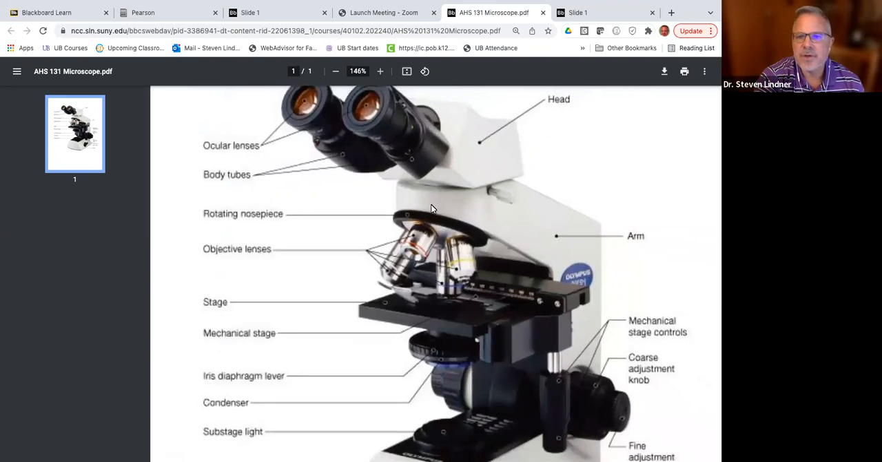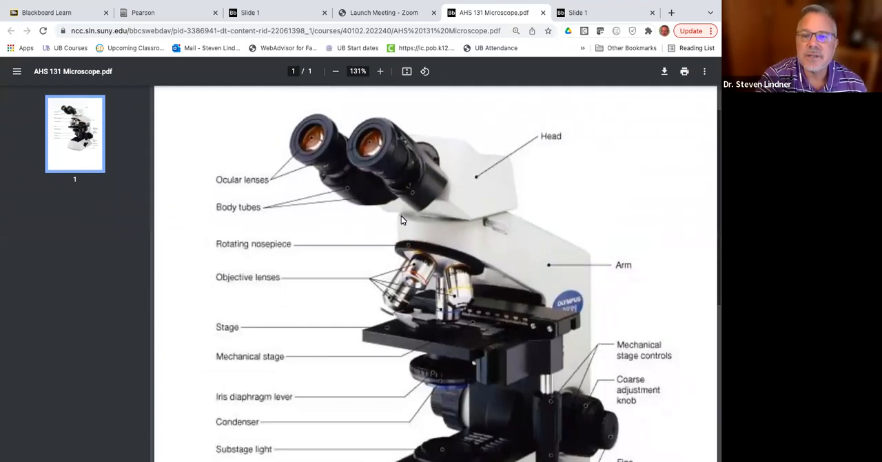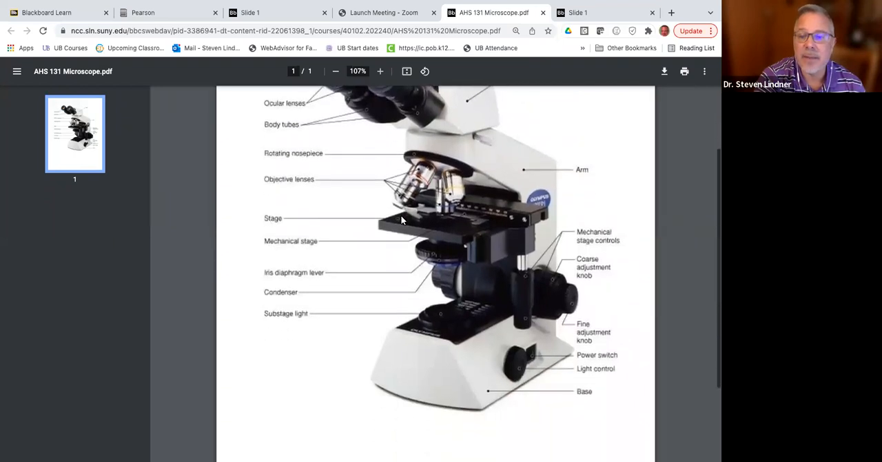If we were in a traditional lab, we would run through this. You would actually touch and be able to feel these parts and manipulate them, and we would put a slide in and practice using them. So for our purposes, let's understand some of the anatomy of a microscope.